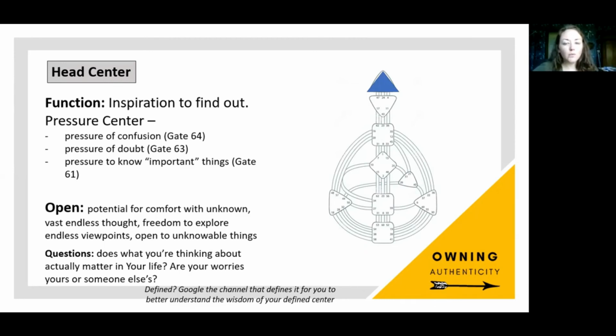If you have this center open, this is what it's going to look like when it's malfunctioning, when there's balancing work needed in this particular area. So here are some questions to ask yourself, especially if you're feeling that mental pressure, that your mind is racing and I need to know, I need to get to the bottom of this, I need to make a decision. Ask yourself, does what you're thinking about actually matter in your life? Is this your thought? Is this your worry? Is this your problem to solve?